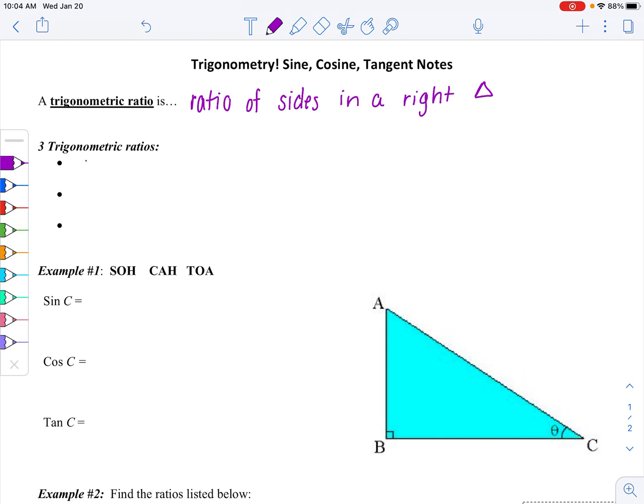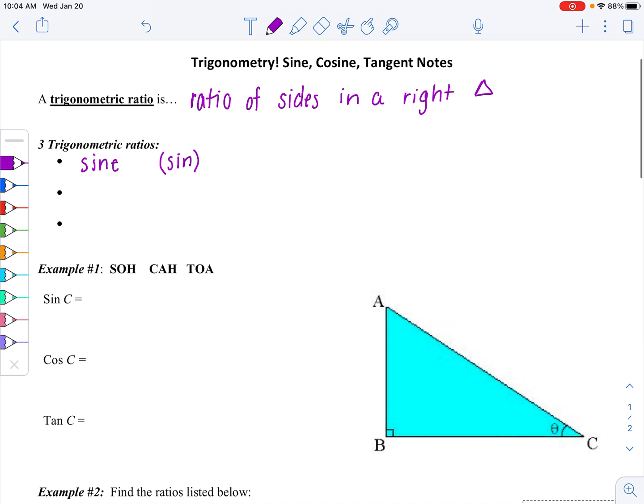Like I just said, the first one is sine. The abbreviation is SIN, and that's sine. We also have cosine. The abbreviation is COS. And then we have tangent, and that abbreviation is TAN. So sine, cosine, tangent. We're going to use those three ratios in our right triangles.